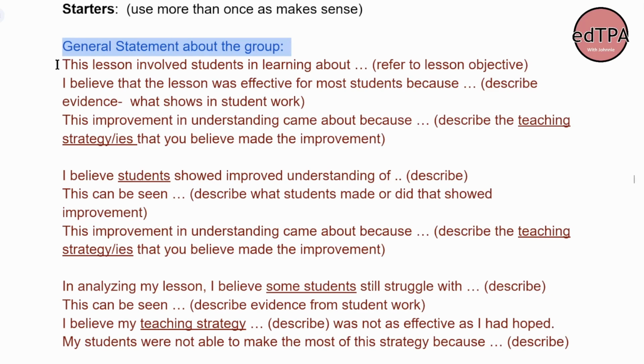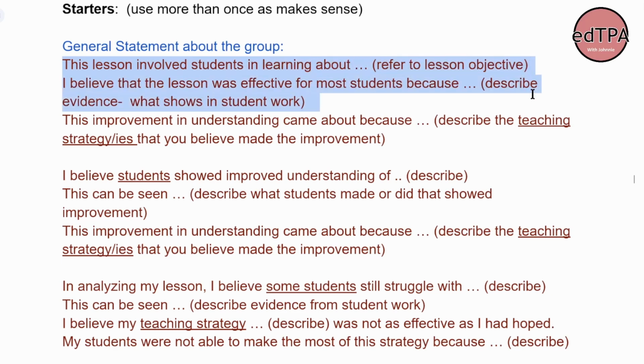Let's start this. This lesson involves students in learning about, refer to the learning lesson objective. I believe that the lesson was effective for most students because, describe evidence, what shows in student work. This improvement in understanding came about because, describe the teaching strategies you believe made the improvement.